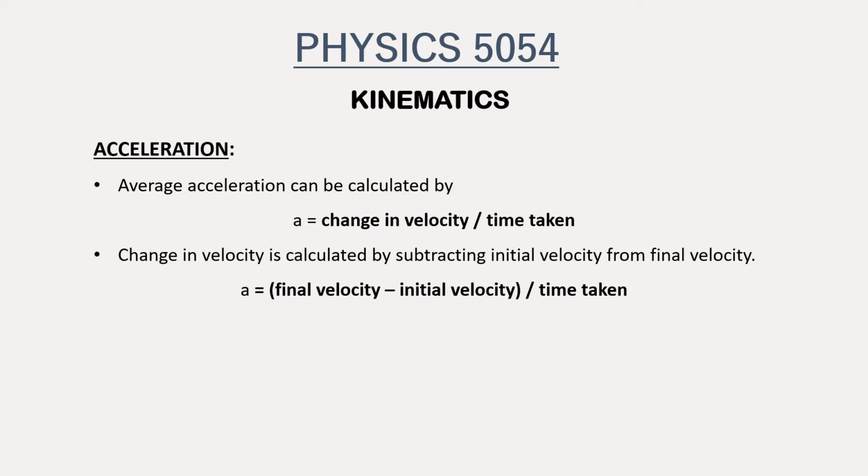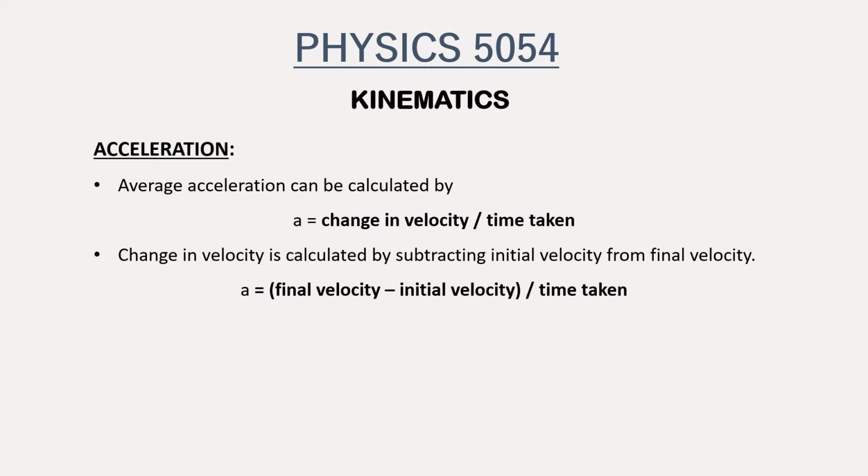Again, like I said, whenever we have to calculate a change of any quantity, we would always do it like this. For example, if we have to consider the change in the distance traveled, we would go with final distance minus initial distance upon time taken. So whenever we have to calculate the change between two values, we subtract the initial value from the final value. So a for acceleration is equal to final velocity minus initial velocity upon time taken.